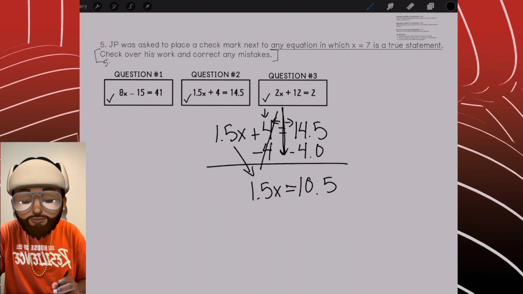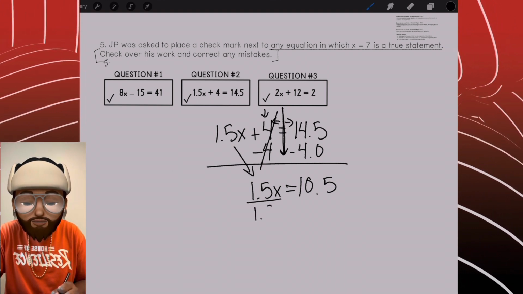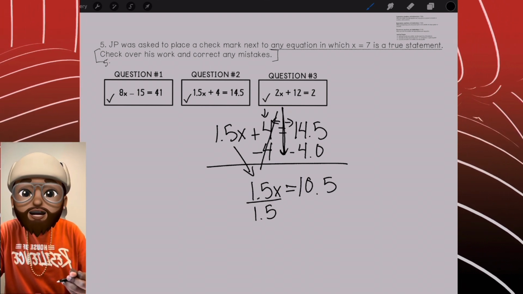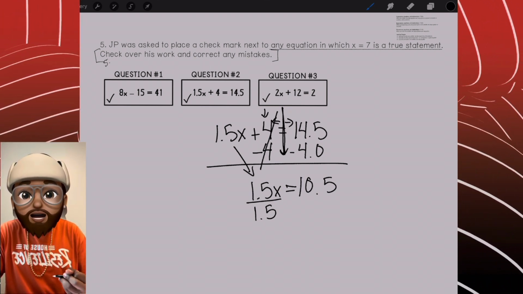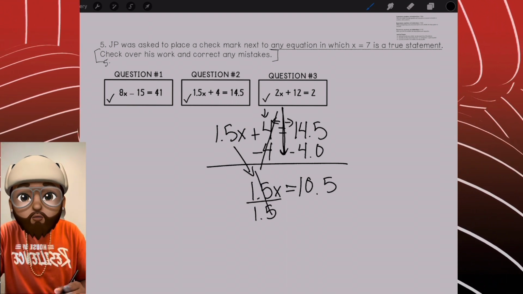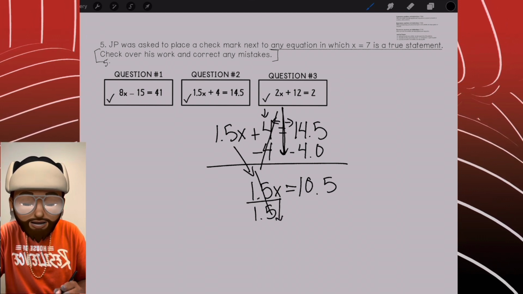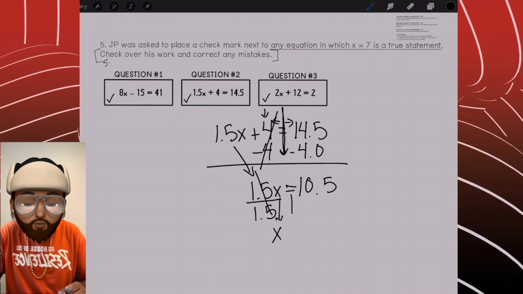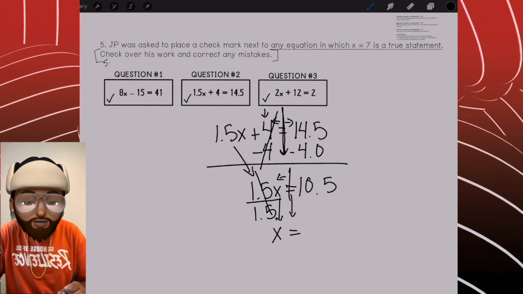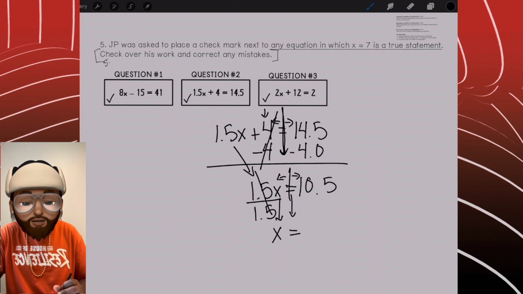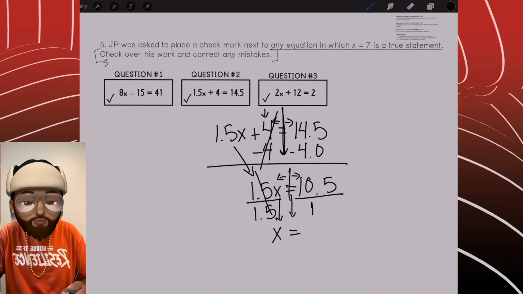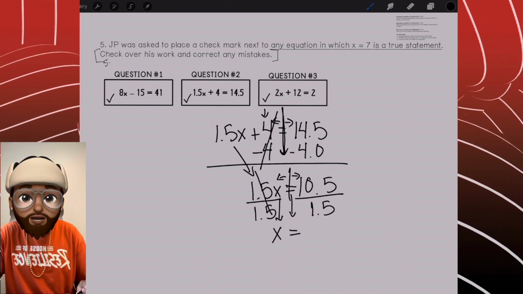Why? Because if we divide this side by 1.5, now we have 1.5 over 1.5. And just like our last example, we know that any number that's over the same number is going to be 1. So we've established 1x by dividing. We're going to bring that down. We're going to bring the equal sign down. But remember, whatever you do to this side of the equal sign, you have to do to this side. So we have the 10.5, and we're going to divide that also by 1.5. Let's do that now.